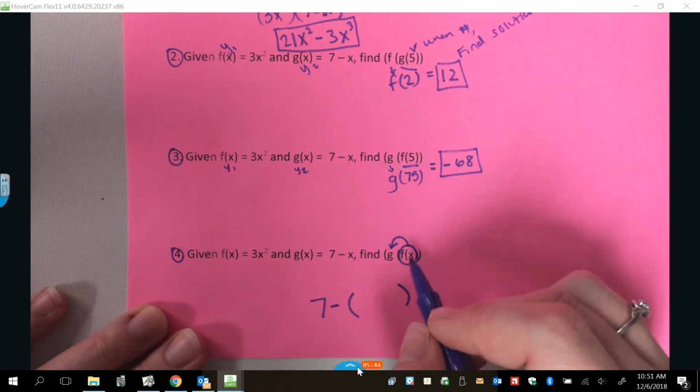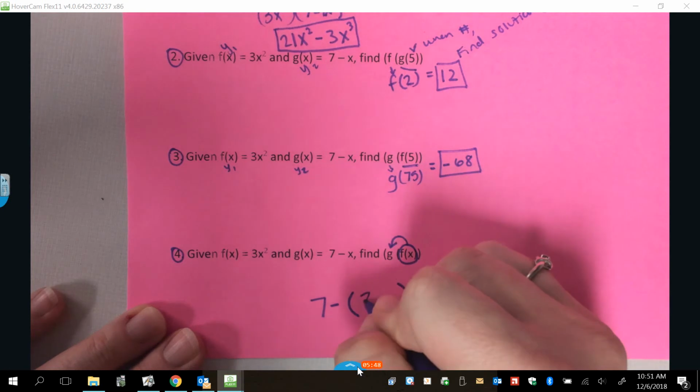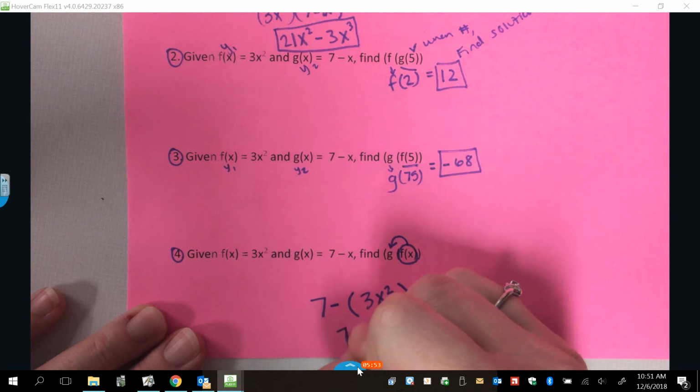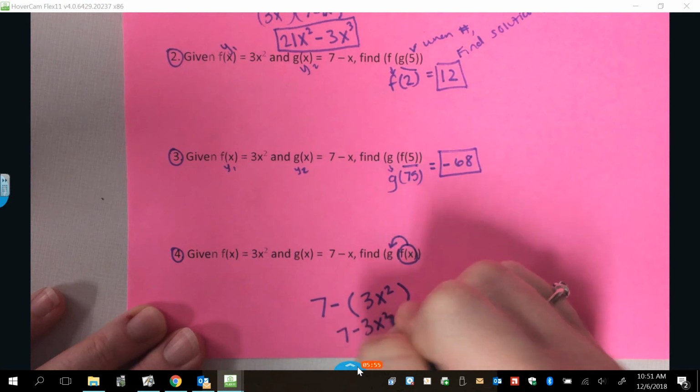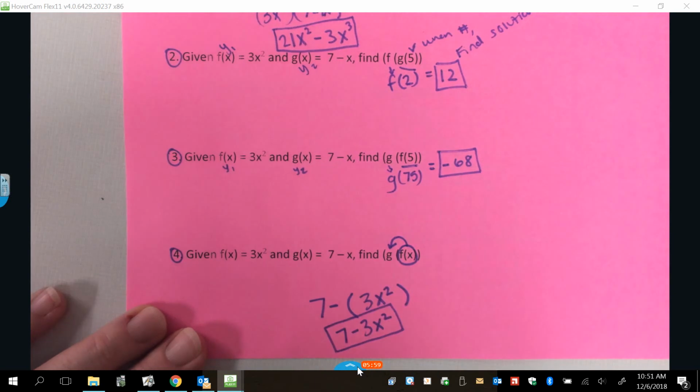We're replacing what's inside of the parentheses, the x, with f of x. So 3x squared. Now I don't need my parentheses. Okay, this is just going to be 7 minus 3x squared. I cannot simplify this, therefore it is my answer. These are not like terms.